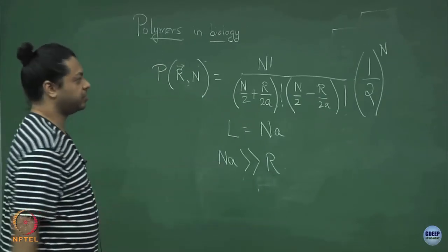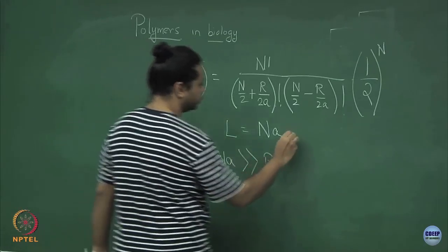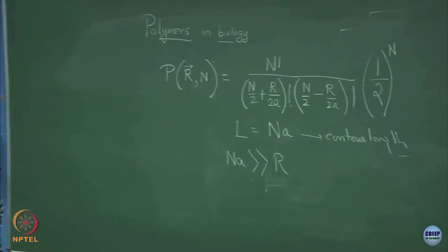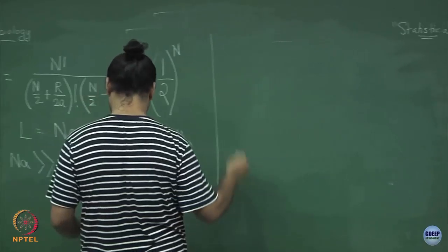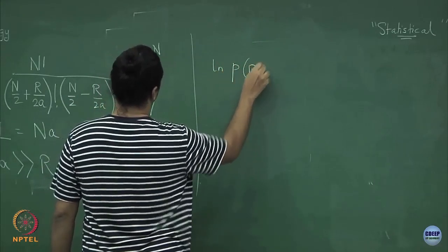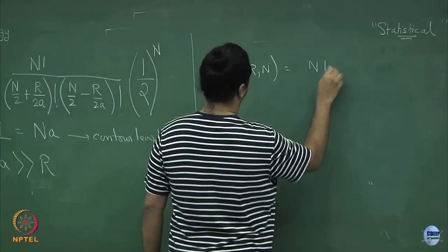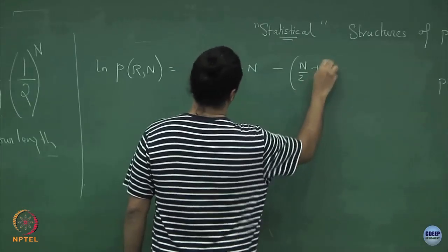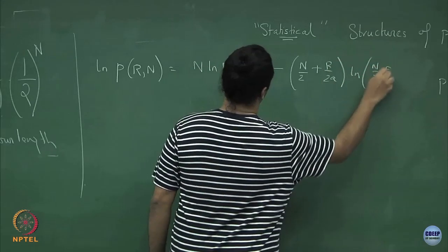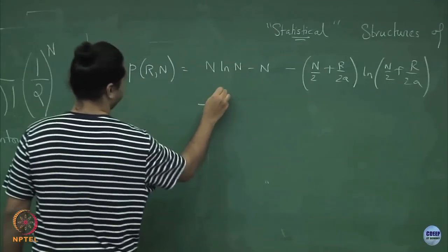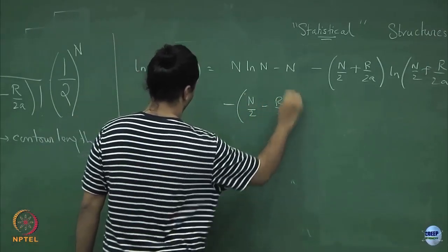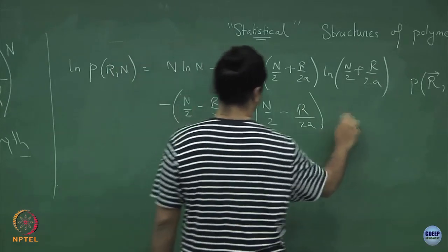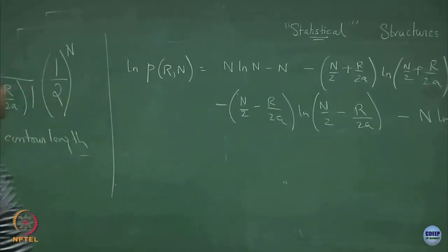Okay. So, if I do this sort of an approximation, that is a very long polymer, this L is called the contour length of the polymer, and the contour length is much larger than the end to end distance that you have. Then I can go ahead and use Stirling's formula, right. So, let me just do that. So, log of P R comma N is going to be N log N minus N, minus N by 2 plus R by 2A log N by 2 plus R by 2A, minus N by 2 minus R by 2A log N by 2 minus R by 2A, and minus N log 2.